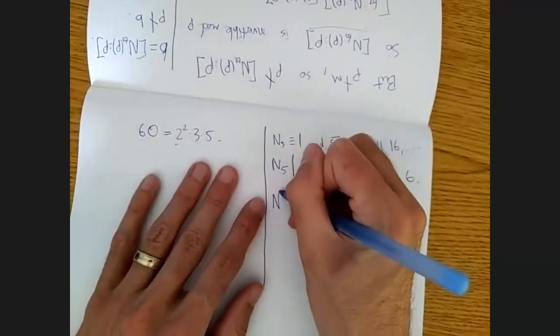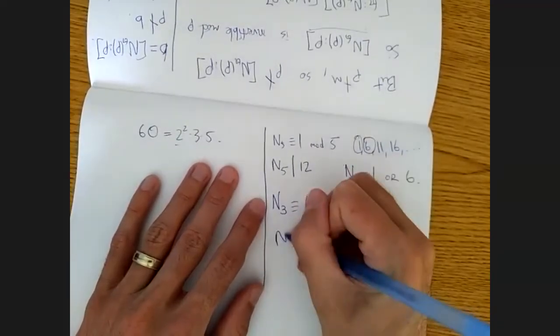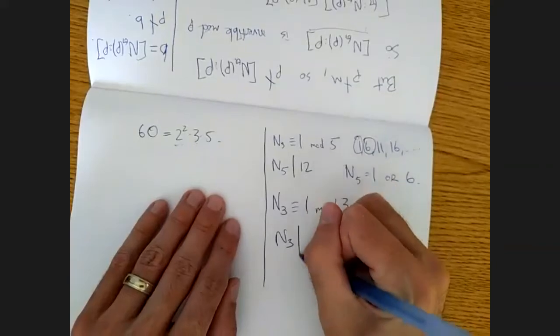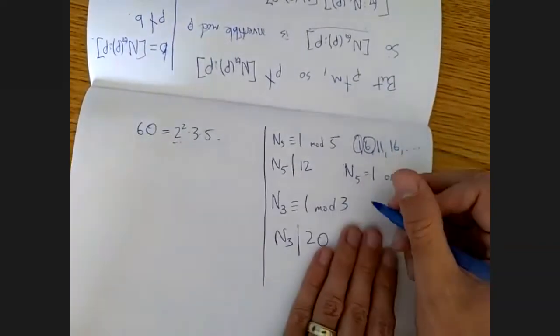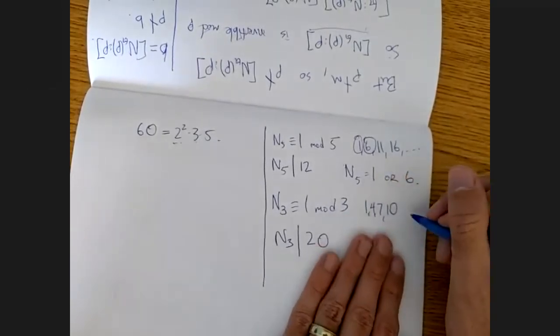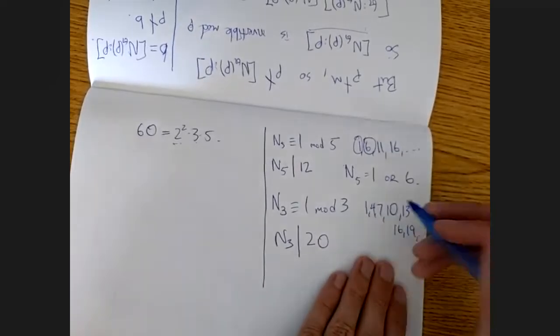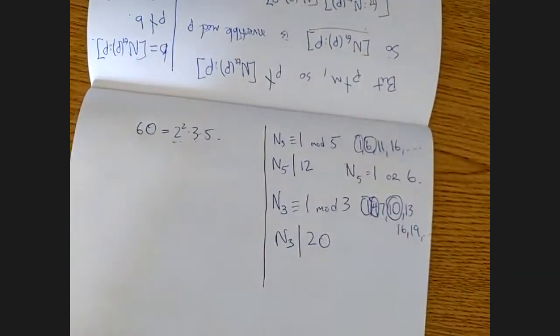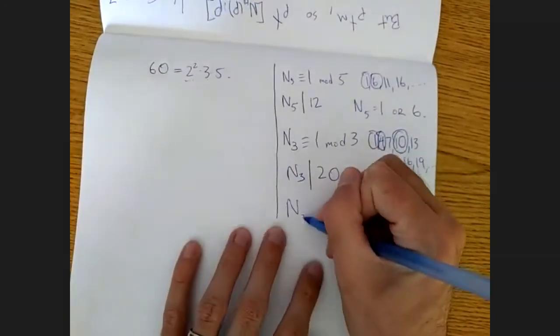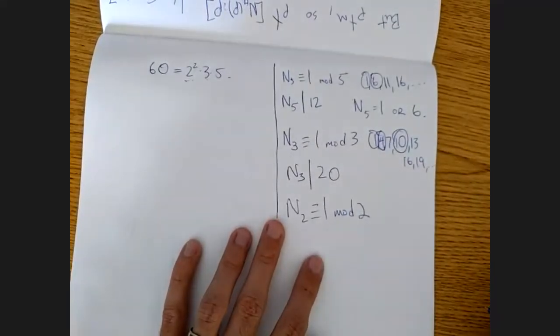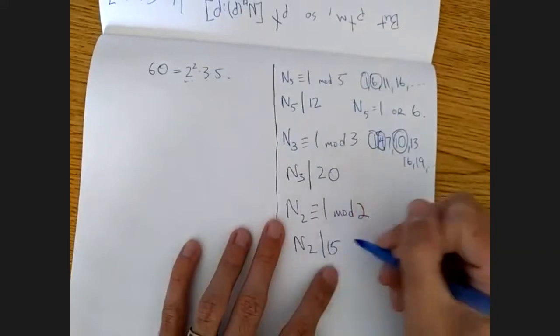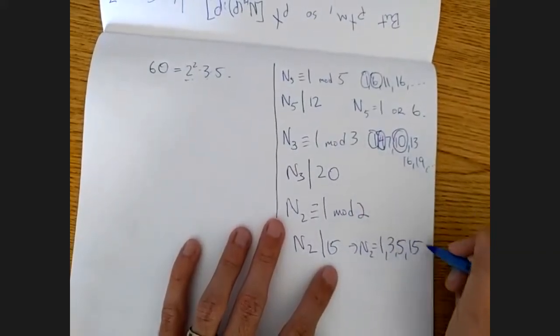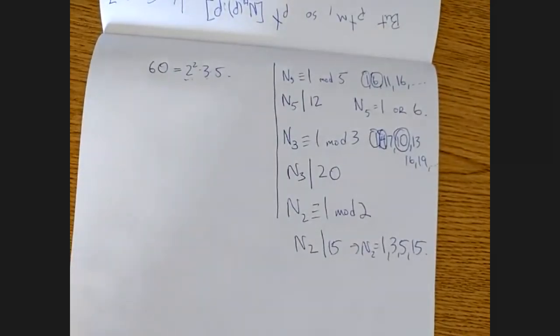Let's just go through the motions. N3 is congruent to 1 mod 3, and N3 divides 4 times 5, which is 20. So the possibilities for N3 are 1, 4, 7, 10, 13, 16, 19, 20. Well, the ones that divide 20 are 1, 4, 10. What about N2? N2 is congruent to 1 mod 2. In other words, N2 is odd, and N2 divides 15, which means N2 can be 1, 3, 5, or 15. That is all the arithmetic stuff that the Sylow theorems tell us.